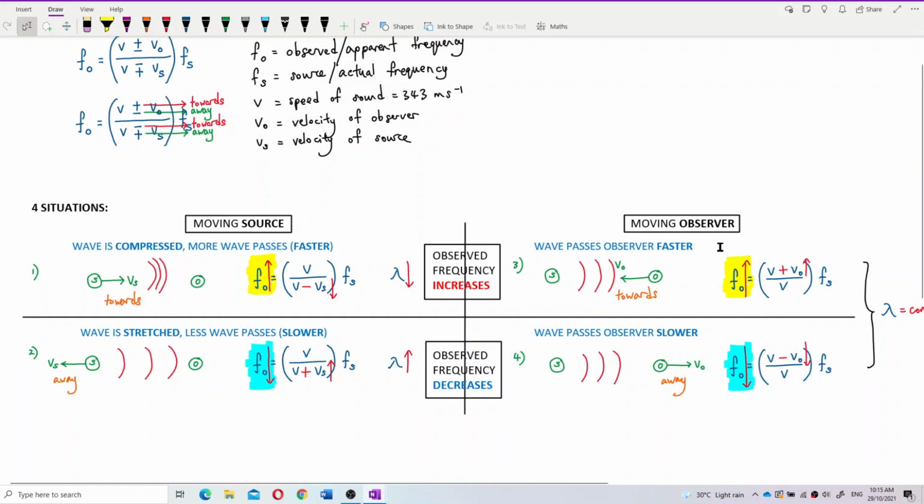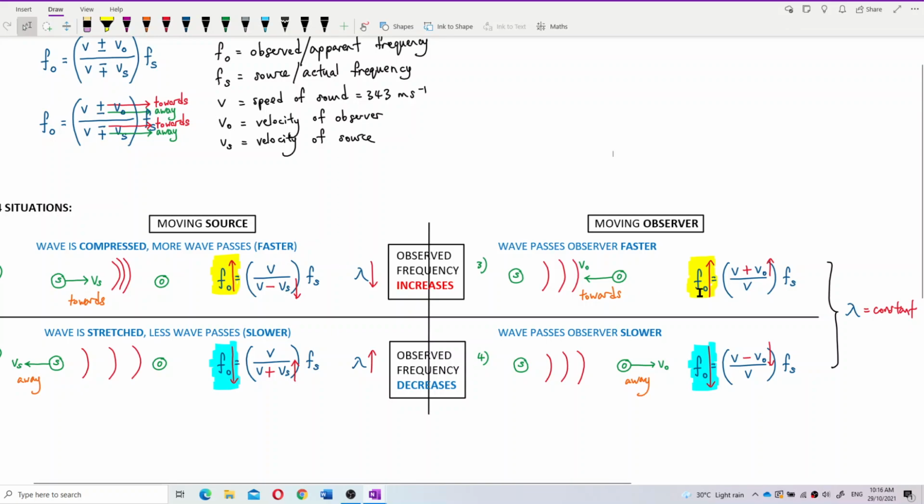So, in a nutshell, either the source is moving towards the observer or the observer is moving towards the source. No matter whether it's the source moving towards or the observer moving towards, the observed frequency should increase.